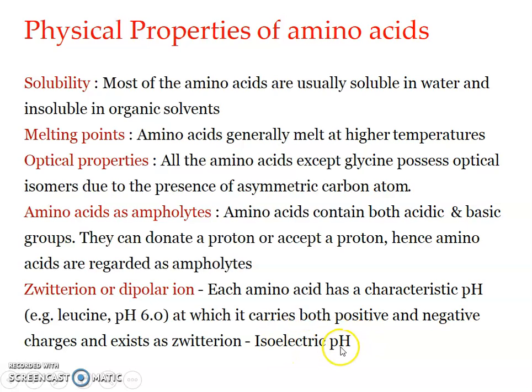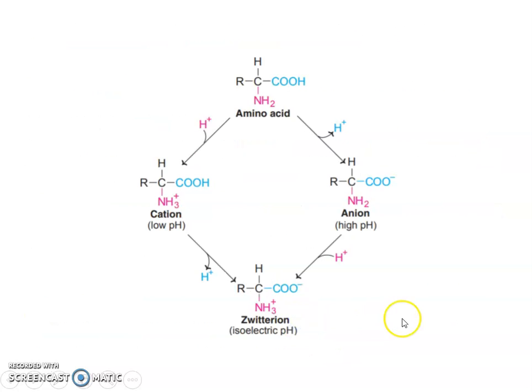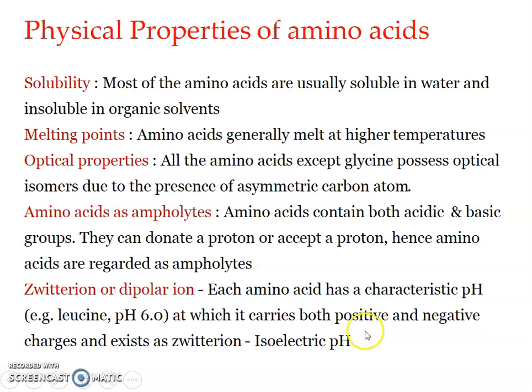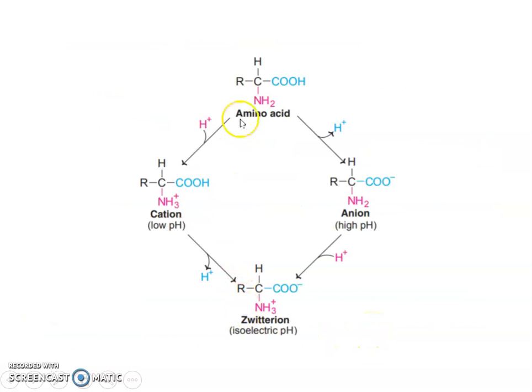So isoelectric pH is the pH at which the amino acid carries both positive and negative charge. It means isoelectric pH is the pH at which the amino acid exists in zwitterionic form. Each amino acid usually has a very specific characteristic isoelectric pH, and isoelectric pH is usually referred to as pI.